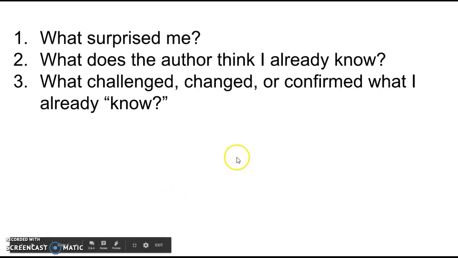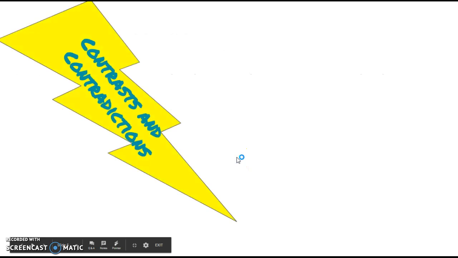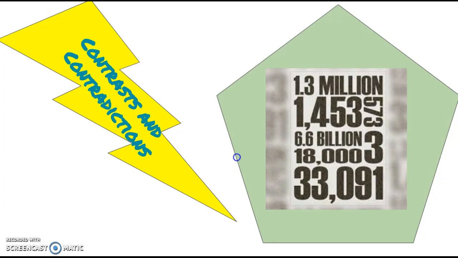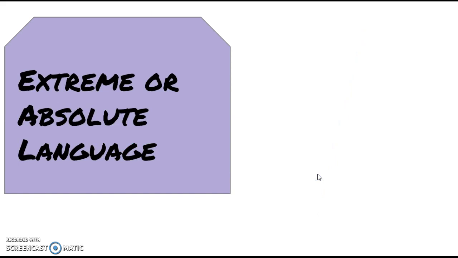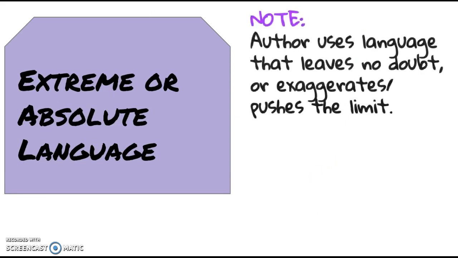Then we had some signposts and things to keep in mind, such as contrast and contradictory words, numbers and statistics, quoted words. Was it a voice of authority, somebody who was an expert, or was it just a personal perspective, somebody who lived through something? We're adding a fourth today, extreme or absolute language. So you want to note when the author uses language that leaves no doubt or exaggerates and pushes the limit. It's an all or none.